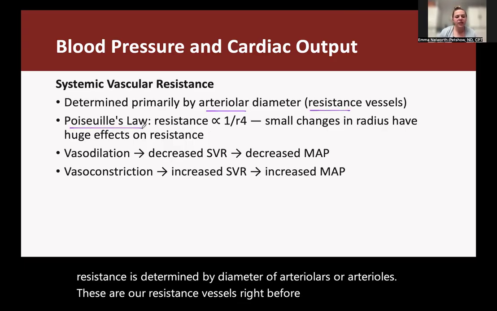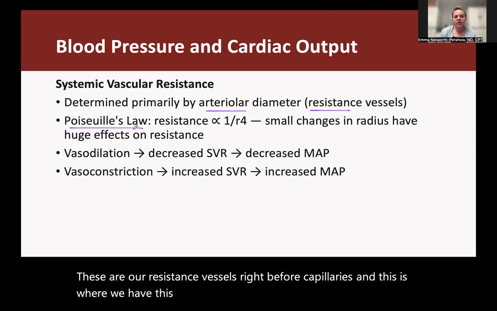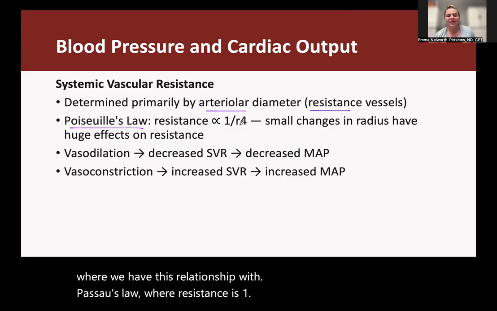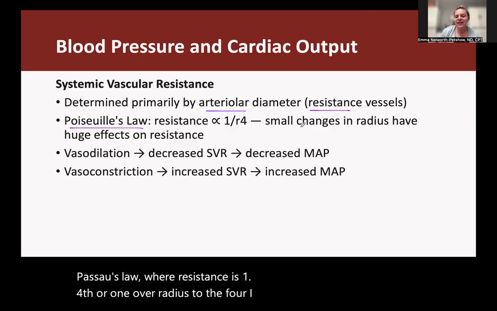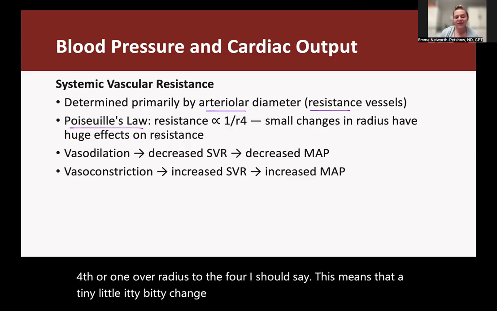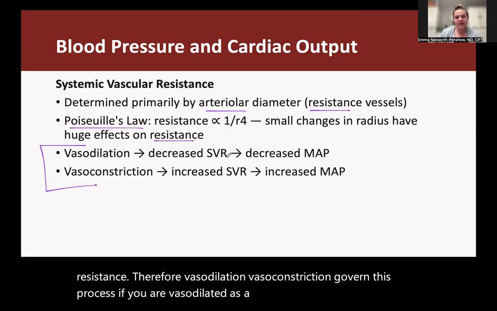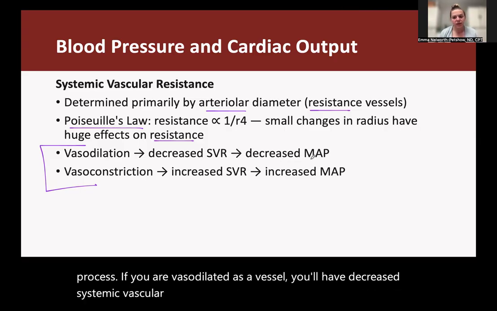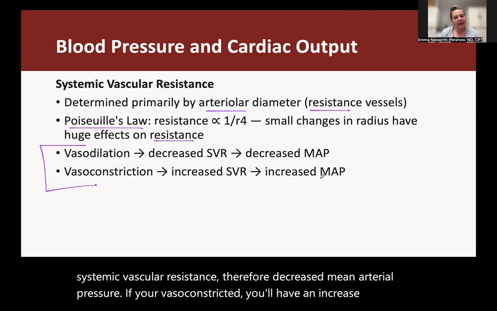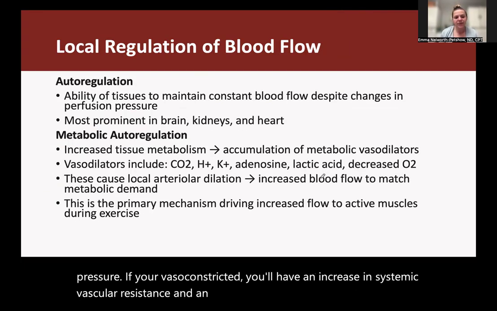And this is where we have the relationship with Poiseuille's law, where resistance is 1 over radius to the 4. This means that a tiny change in radius has a massive effect on resistance. Therefore, vasodilation and vasoconstriction govern this process. If you are vasodilated as a vessel, you'll have decreased systemic vascular resistance, therefore decreased mean arterial pressure. If you're vasoconstricted, you'll have an increase in systemic vascular resistance and an increase in mean arterial pressure.